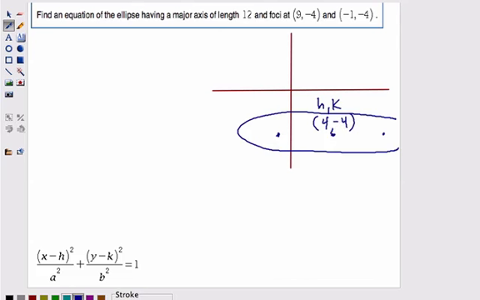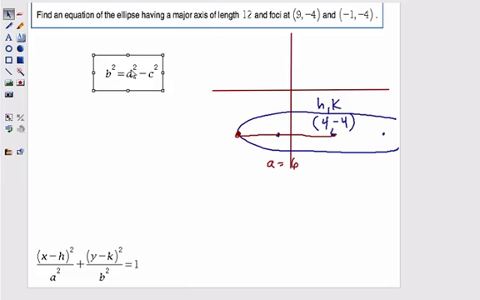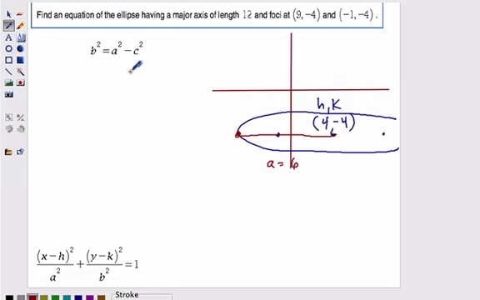Now a is the distance from the center out to one of the endpoints of your major axis. Okay? And we know that all the way across from one endpoint to the other is 12, so half of that is 6. So a is 6. All right, and then we're going to use this other formula, b squared equals a squared minus c squared, to find out what b is. So the first thing we need to do is find out what c is before we can do that.